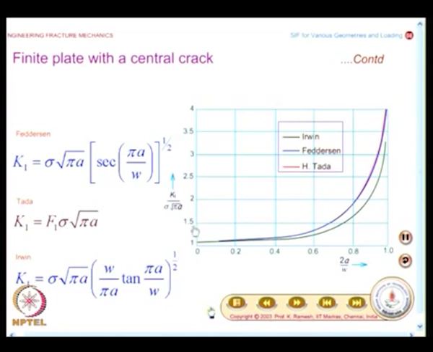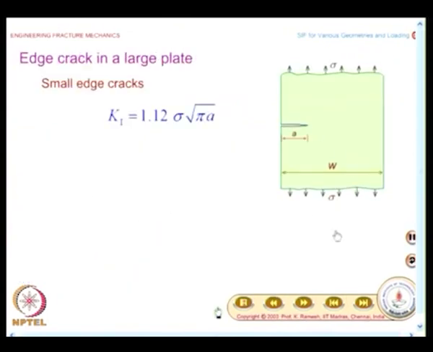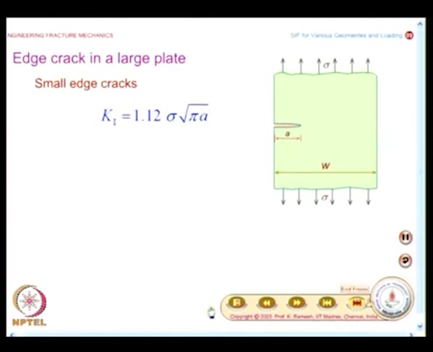Now, we have looked at the kind of stress intensity factor for a center cracked specimen. Next we will move on to the single edge notched specimen. And what is it that you see? For small edge cracks, you have a factor 1.12 attached to this. What does it signify?